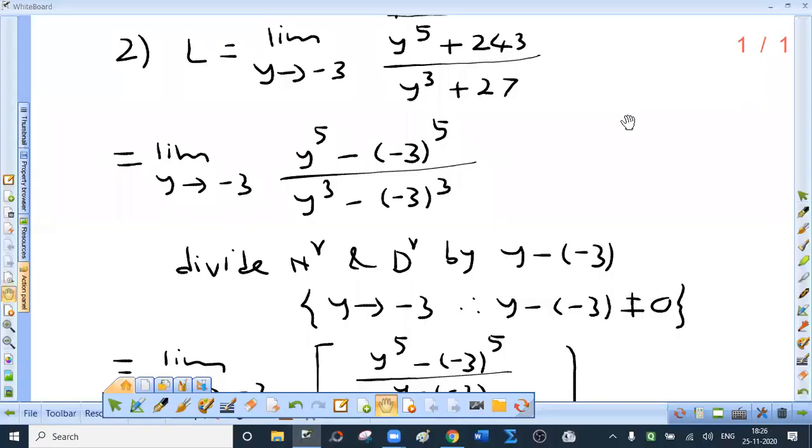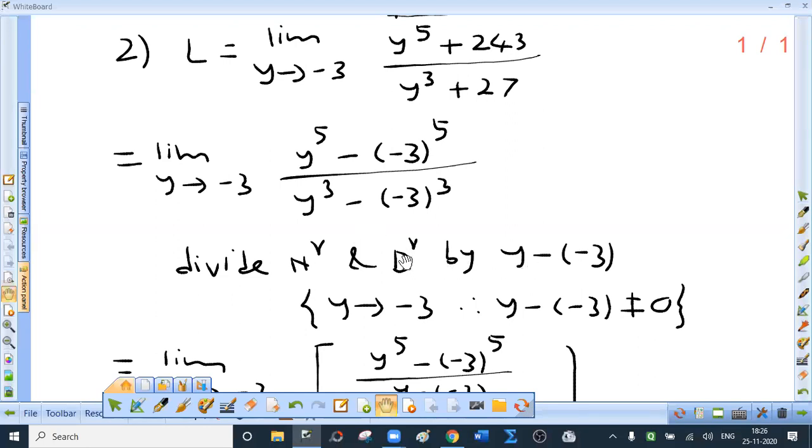Second, limit of y raised to 5 plus 243 upon y cube plus 27, y tends to minus 3. Actually, you can say that for y equal to minus 3, we get 0 by 0 form. So y plus 3 is the first factor and therefore the second factor is... But if this is y raised to 17, what will you do? Therefore, we have to use this approach. 243 can be written as minus 3 raised to 5 into minus 1. So I have written the same in the required form. Same denominator, y cube minus minus 3 cube. Now I will divide numerator and denominator by y minus minus 3.